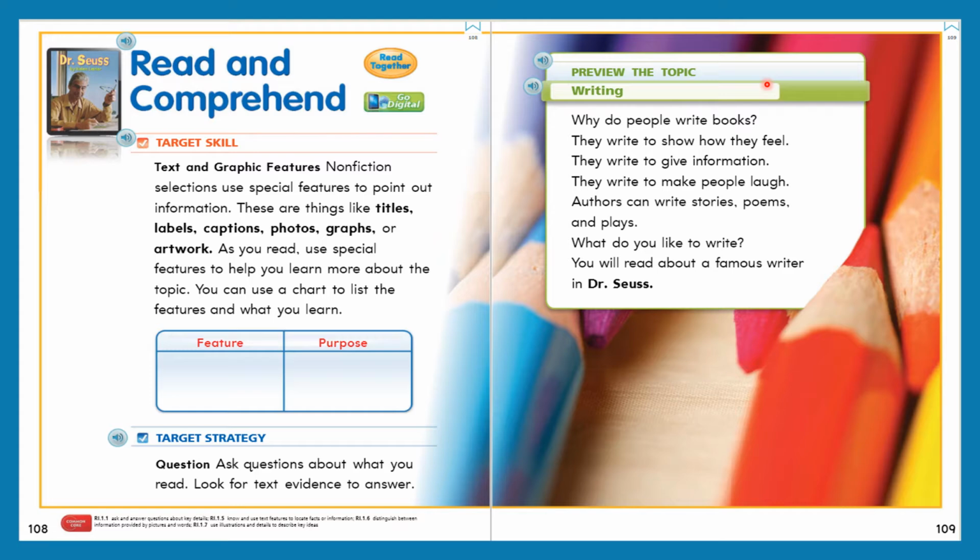Let's preview the topic of writing. Why do people write books? They write to show how they feel. They write to give information. They write to make people laugh. Authors can write stories, poems, and plays. What do you like to write? You will read about a famous writer in Dr. Seuss.